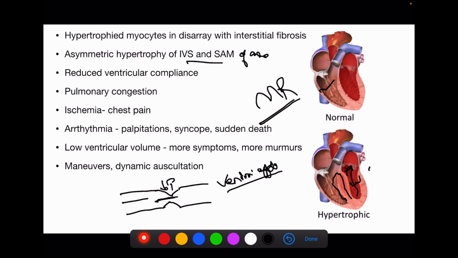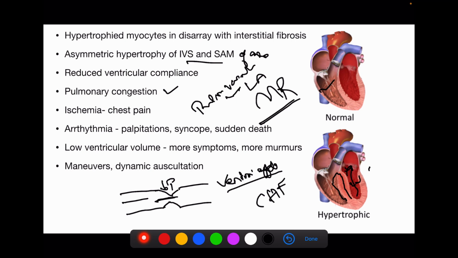It can cause overload on the left atrium, and from the left atrium it can go into the pulmonary vasculature. Once it goes into the pulmonary vasculature, there is pulmonary congestion, pulmonary edema, and the patients will develop symptoms of congestive heart failure. So that explains congestive heart failure, pulmonary congestion, exertional dyspnea, and all those things that you see in hypertrophic cardiomyopathy.